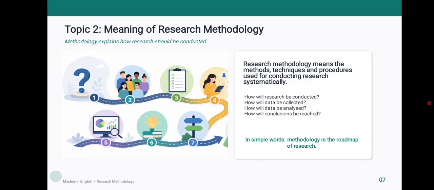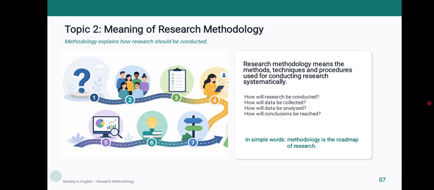Now come to the second topic. Second topic we have meaning of research methodology. So now let us understand the meaning of research methodology. So basically, research methodology means the methods, techniques and procedures used for conducting research systematically. In simple words, we can say that methodology explains how research should be conducted.